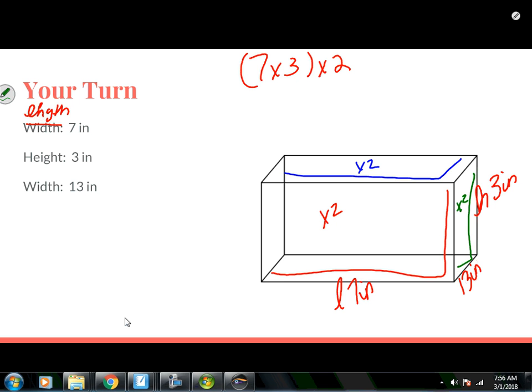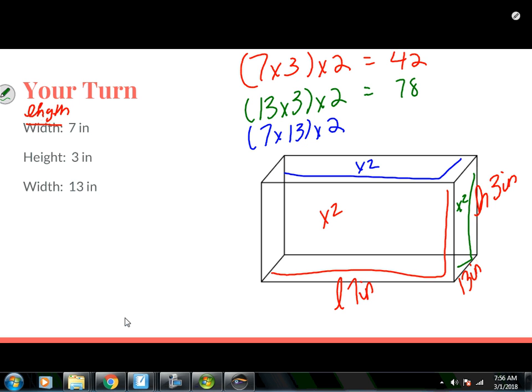For our sides, we have 13 times 3 times 2. And for our top and our bottom, we have 7 times 13 times 2. 7 times 3 is 21, times 2 is 42. 13 times 3 is 39, times 2 is 78. 7 times 13 is 91, times 2 is 182.